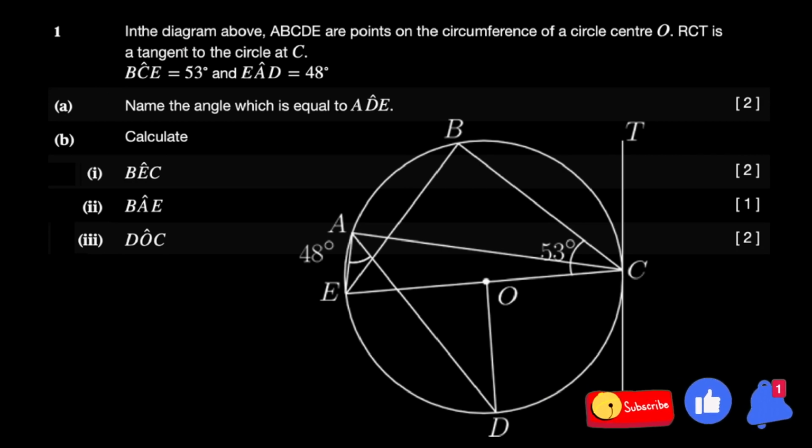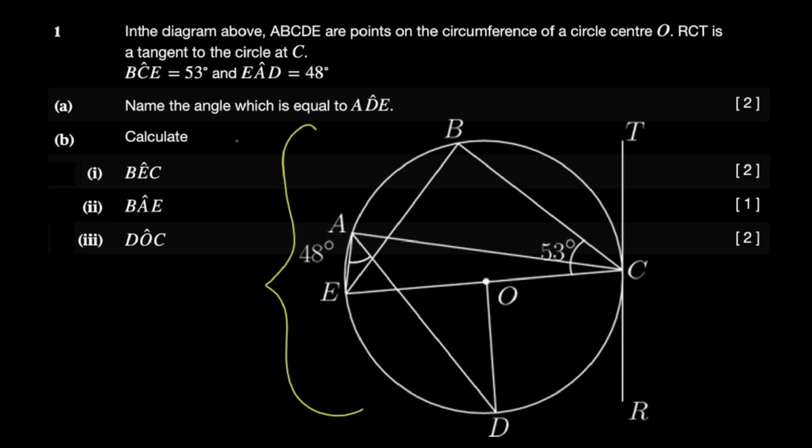The problem statement reads: in the diagram above, this diagram originally was above in the paper. You're told that the points on the circumference are A, B, C, D, and E. So all these points here are actually points on the circumference. You're told that the circle has center O, so this is O here.